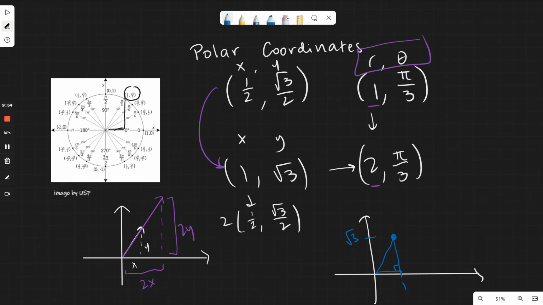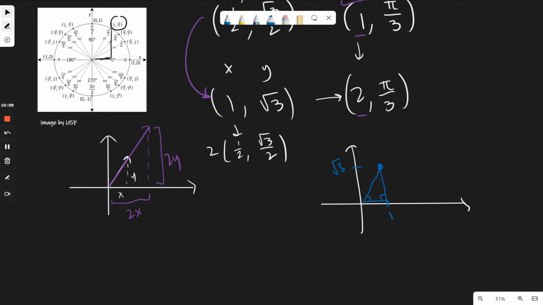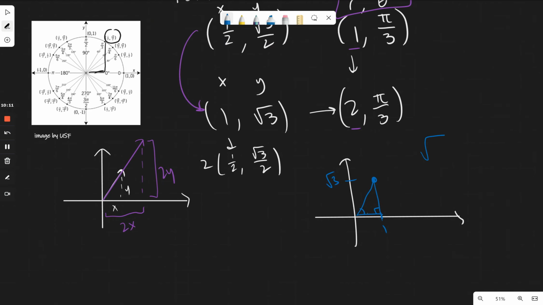And so if this is square root 3 and this is 1, and we need to find this angle, it's pretty easy to find the radius. We just do the Pythagorean theorem. This is 1, this is square root 3, and lo and behold, when we do the Pythagorean theorem, we get the square root of 1 squared plus square root 3 squared equals square root of 4, which is 2, and we know the radius is 2. So that's how you find the radius, but the angle is a little trickier.